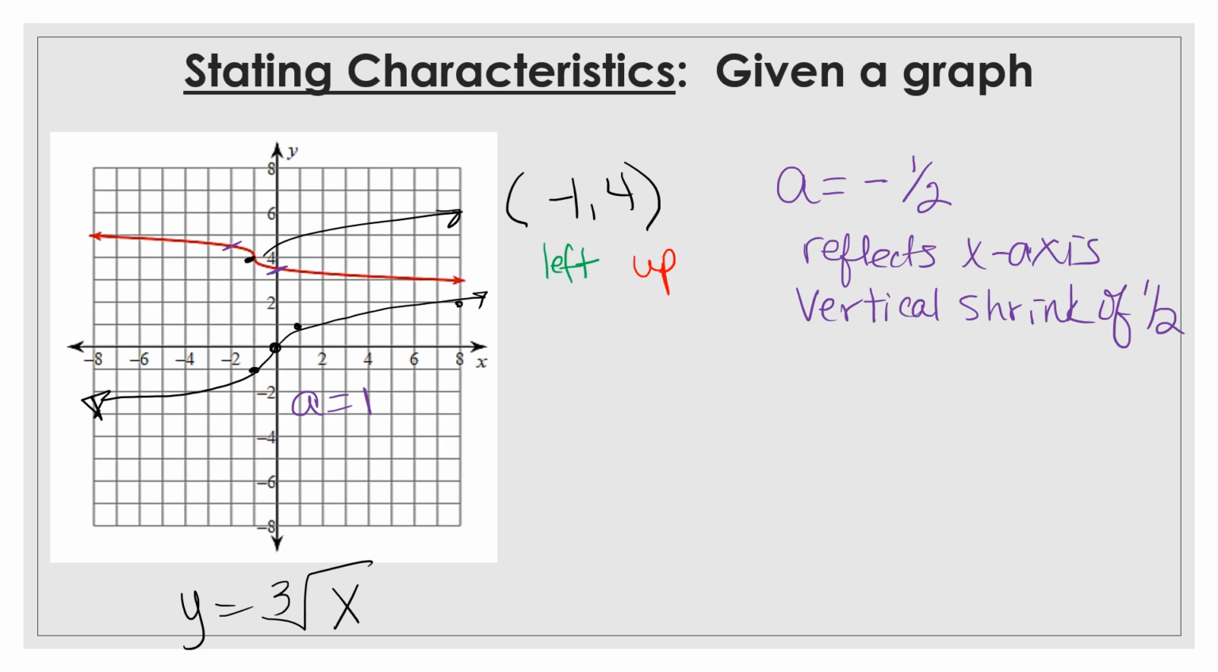So if we write our equation, y equals, I need my a value to be negative because it's flipped upside down, 1/2 because it's growing at half the rate, times the cubed root of x minus -1, which would be a +1 under the radical, and then a +4 outside. And that's it. Great job, guys.